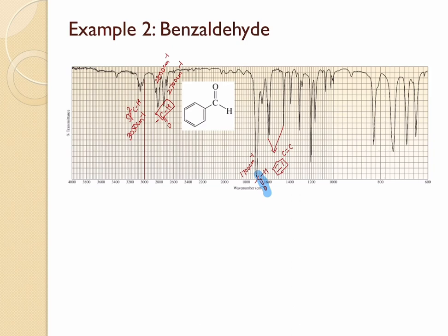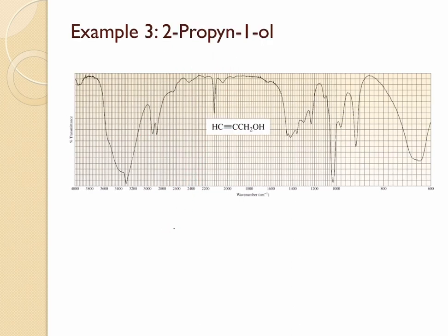So with all of this, we can definitely say that this is the spectrum of benzaldehyde. For the third example, we have 2-propyne-1-ol. Here is the structure for this molecule.